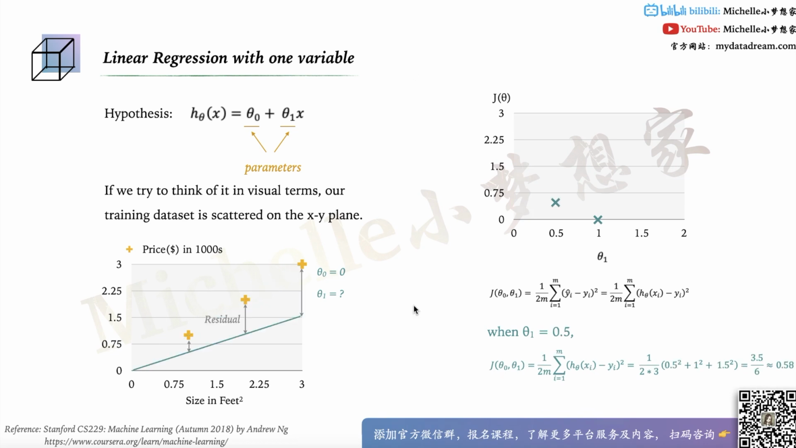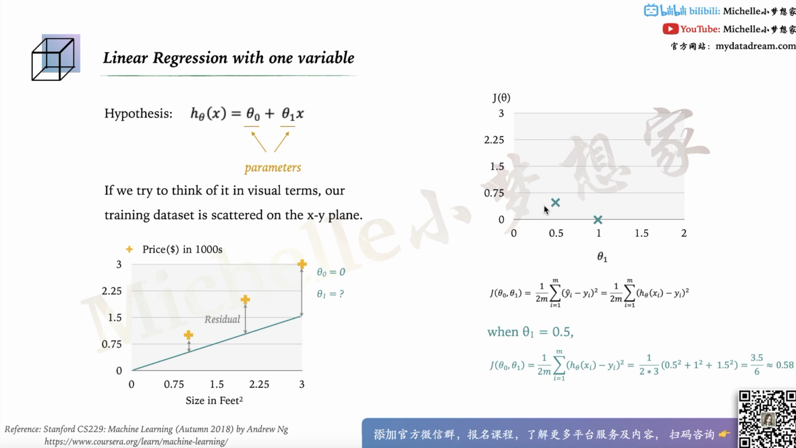To find the best theta 1, we need to iteratively adjust its value and calculate the cost function result. For example, if we set theta 1 equals 0.5 and plug it into the hypothesis function, we calculate J of theta equals 0.58. We can then plot this result on the graph, showing theta 1 equals 0.5 and J of theta equals 0.58. This is just one data point.